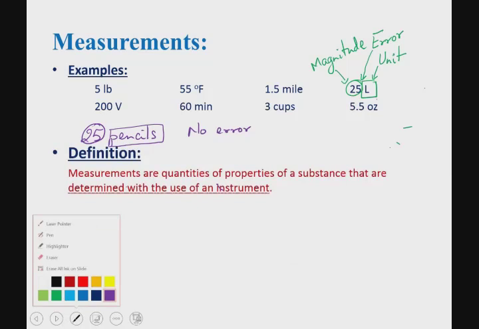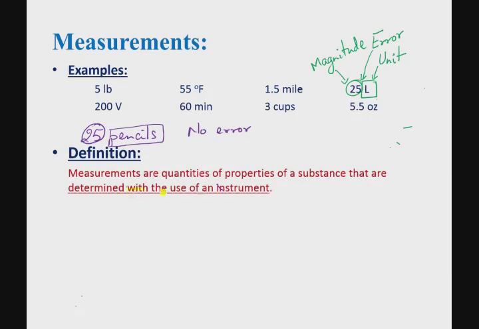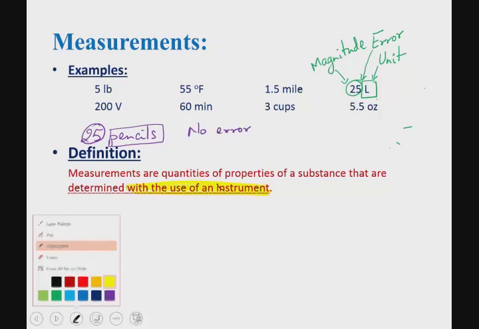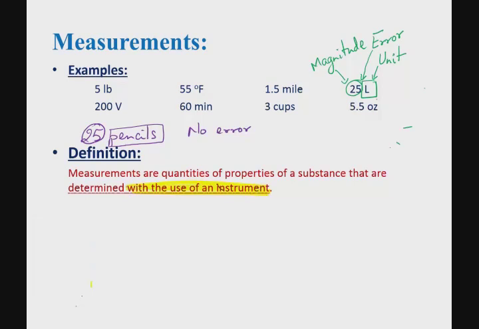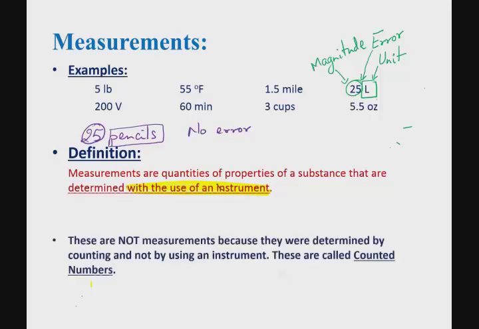Measurement is any quantity that is determined with the use of an instrument. No matter what kind of an instrument it is, but if an instrument is being used, a tool is being used to determine something, then that would be called a measurement. If not, how did we determine 25 pencils? By simply counting them. Then that number is not a measurement. Instead, that number is called a counted number. Here are some more examples of counted numbers, which are once again determined simply by counting: 12 eggs, 13 potatoes, 25 children, so on and so forth.